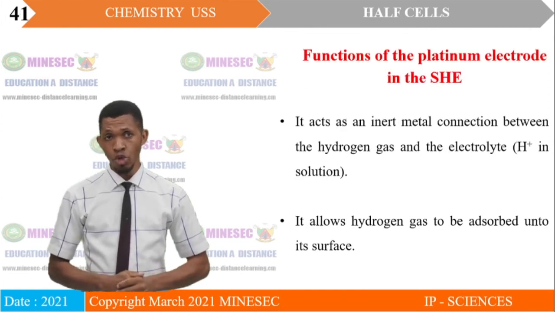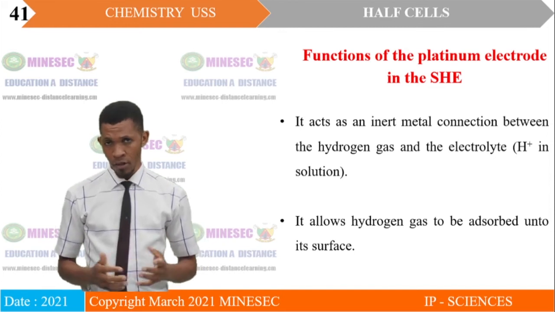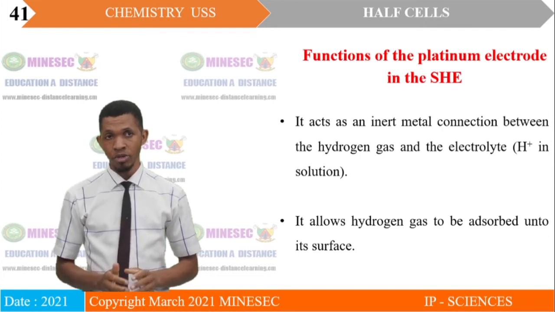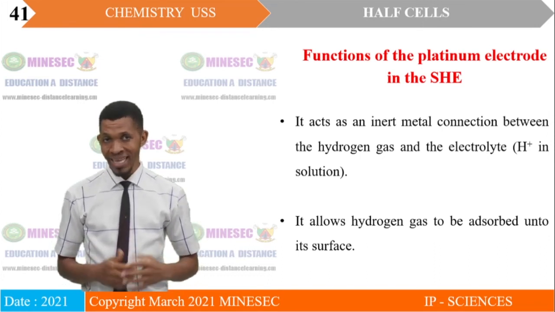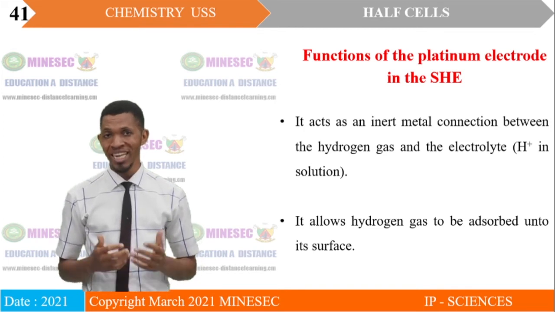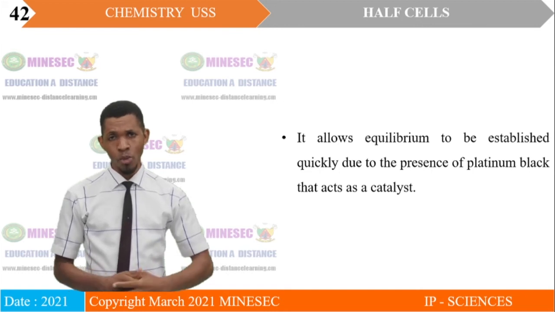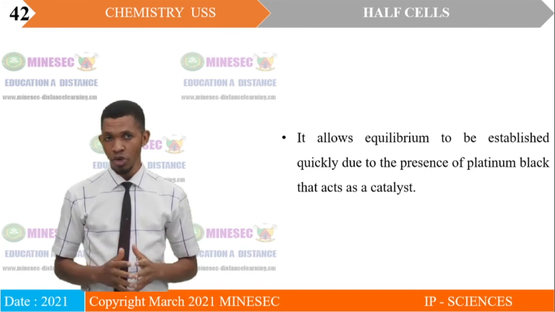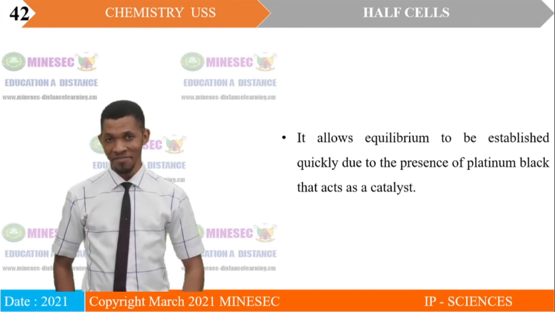Functions of the platinum electrode in the standard hydrogen electrode. The platinum electrode acts as an inert metal connection between the hydrogen gas and the electrolyte. It allows hydrogen gas to be absorbed onto its surface. The platinum electrode allows equilibrium to be established quickly due to the presence of platinum black that acts as a catalyst.